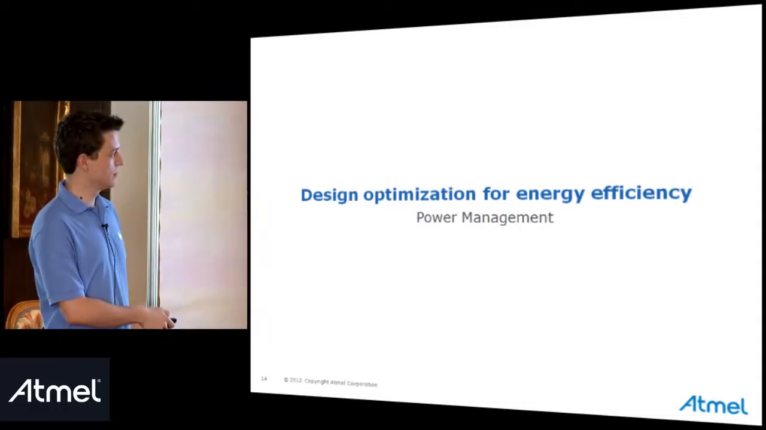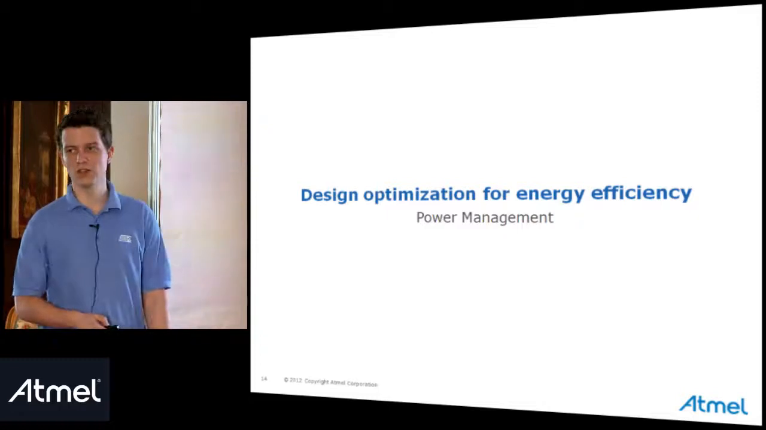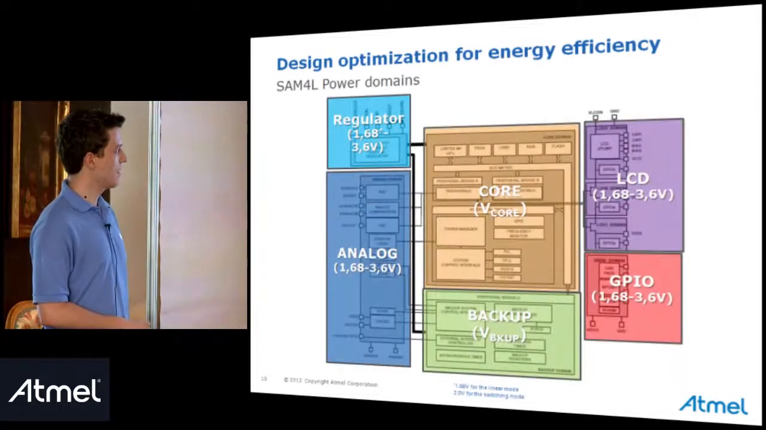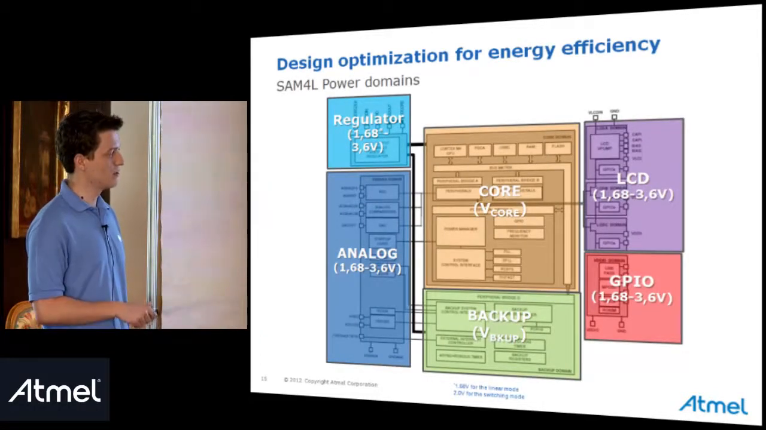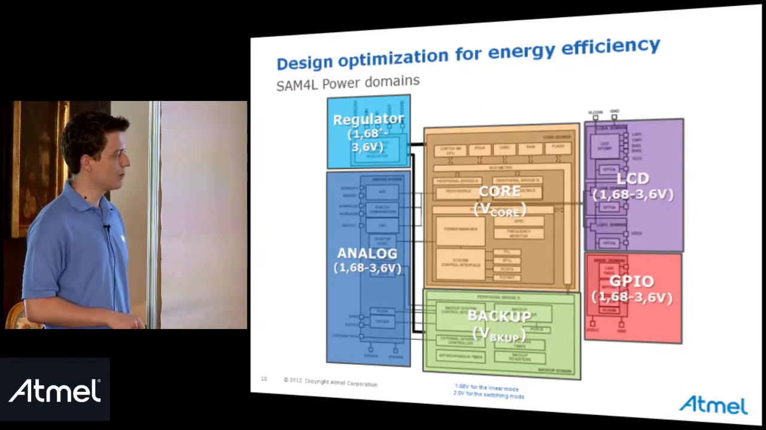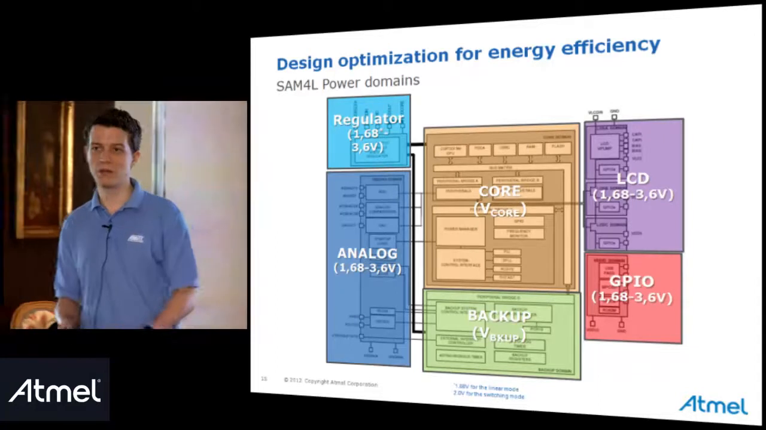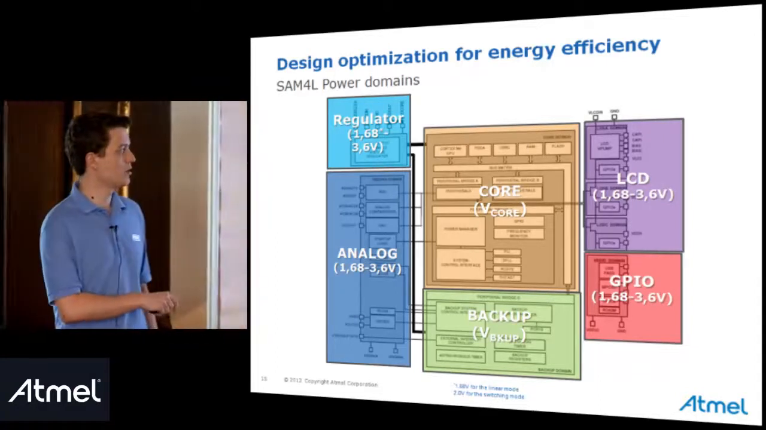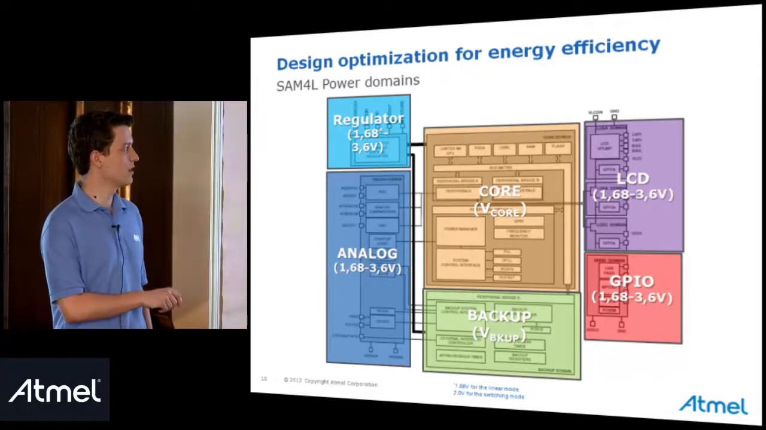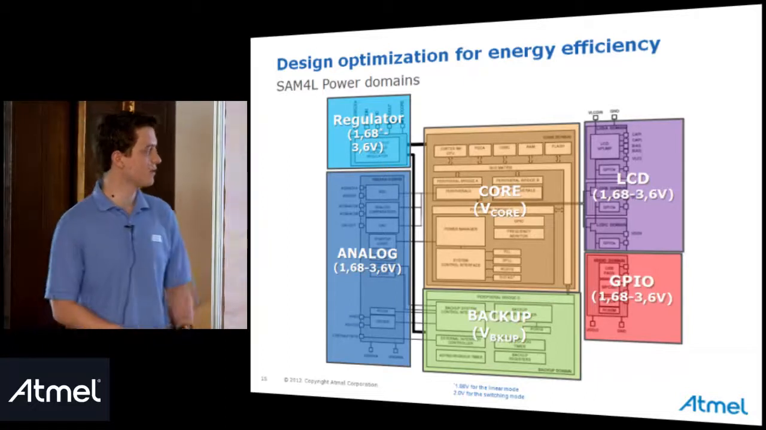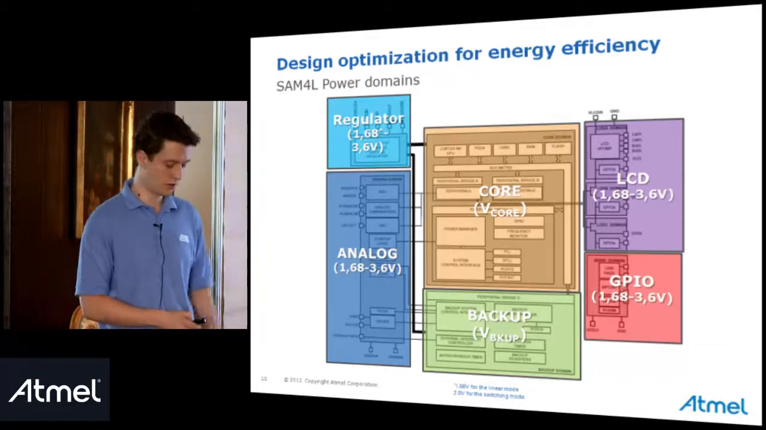So next design optimization is on power management. So SAM4L has 5 power domains. The first one is the core, so vCore. The others are vBackup, LCD, GPIO, and analog. What you need to know is that core and backup are supplied by an internal regulator. So this regulator can run from 1.68 volt to 3.6 volt.